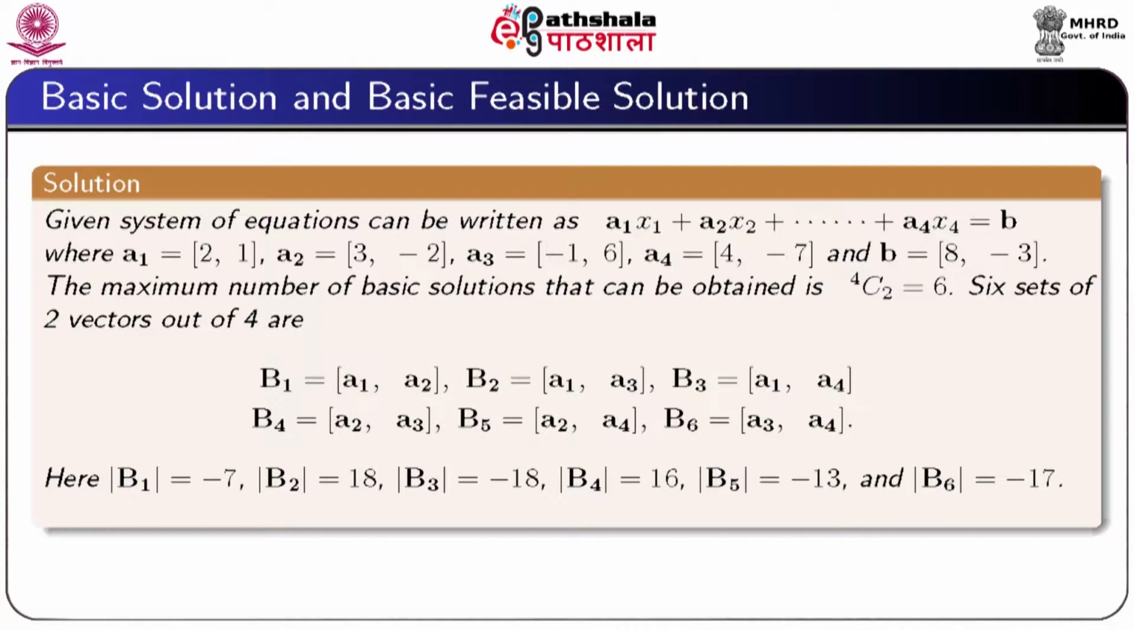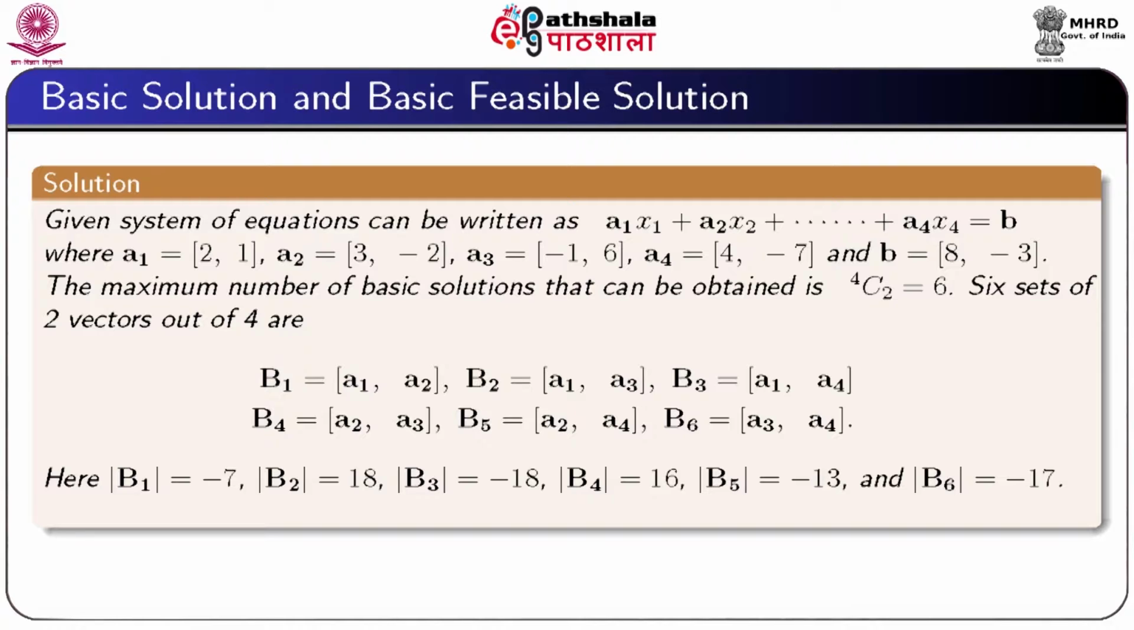This set of equations can be written in matrix form as a1 x1 + a2 x2 + a3 x3 + a4 x4 = b, where the column vectors are a1 = (2, 1), a2 = (3, -2), a3 = (-1, 6), a4 = (4, -7) and b = (8, -3). The maximum number of basic solutions that can be obtained is 4C2 = 6.